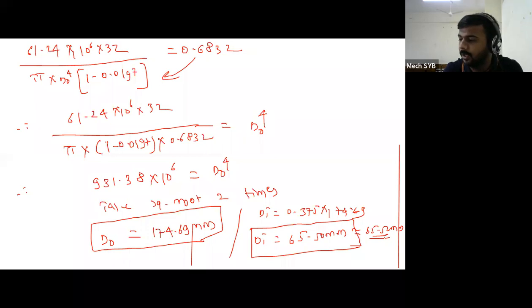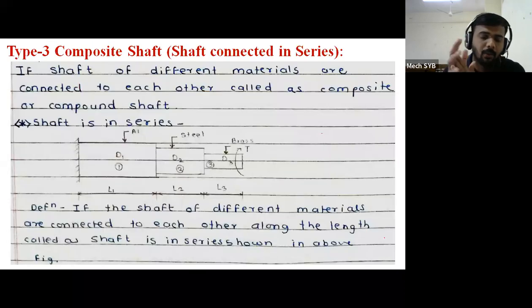You only have to keep the torsion formula in your mind, and that formula we have to divide into two different concepts, based on the shear stress and based on the angle of twist. Okay, so I hope everyone has understood. Still, if you have any problem while studying at your home, you can ask me anytime. I will explain again and again. Okay, and now the type number 3. It is also very simple.